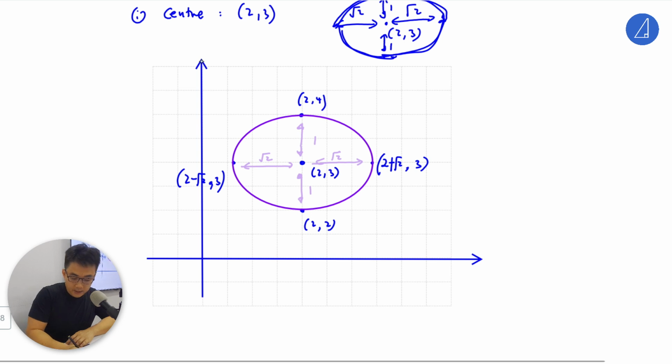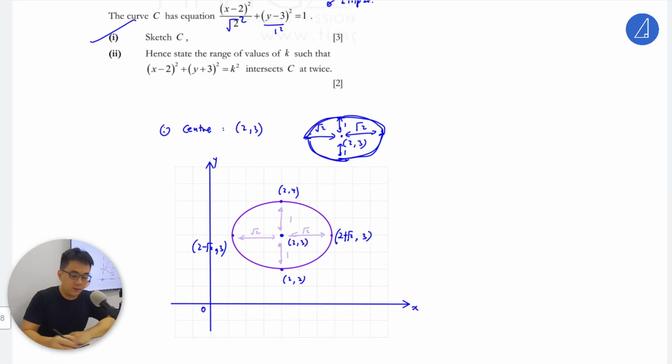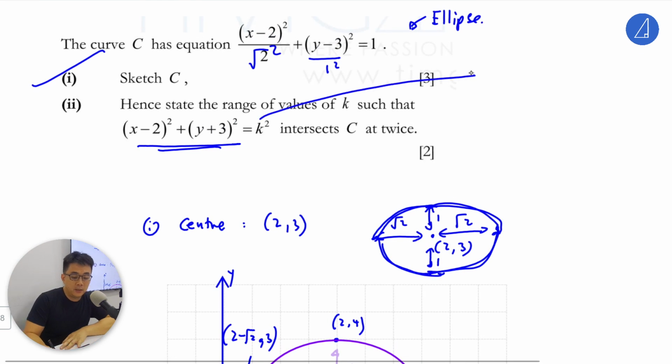The next part is important. Super important. How to find the range of k such that this one intersects C twice. A lot of students will think that this is discriminant. This is not discriminant. This equation here, what shape is this? This is a circle, right? This is a circle because this is 1 and 1. Circle with radius what?